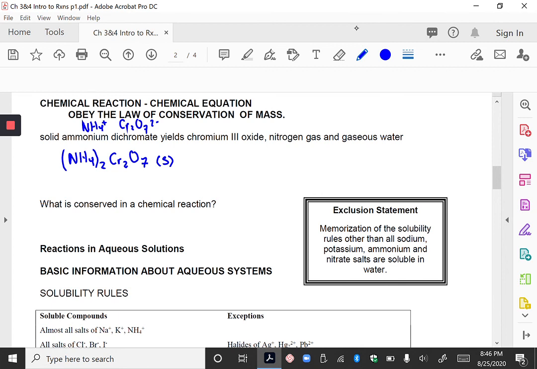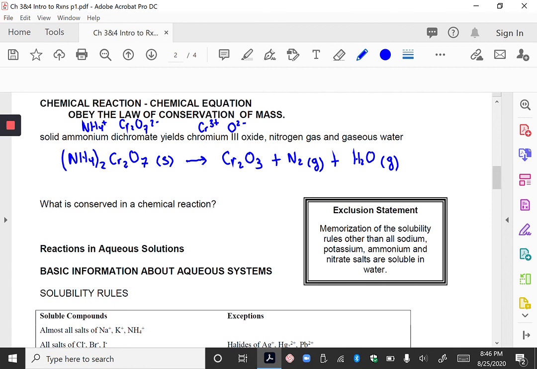And then yields, so arrow, chromium 3 oxide. So chromium 3 means Cr3 plus, oxide is O2 minus, so Cr2O3. Plus nitrogen gas, nitrogen is N2, and they tell us it's a gas, so we put a G. And then also gaseous water, so H2O, and since it's gaseous, we'll put a G.